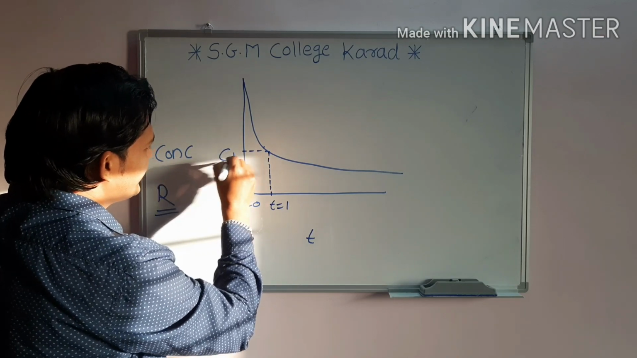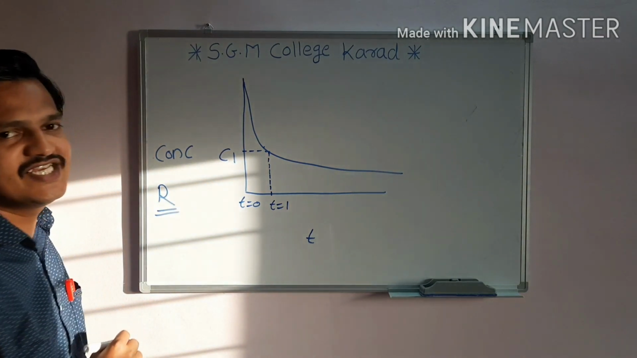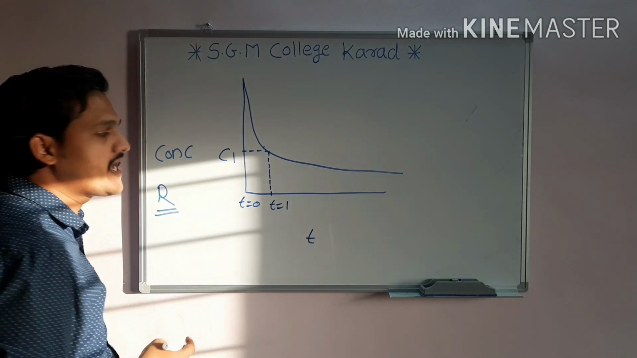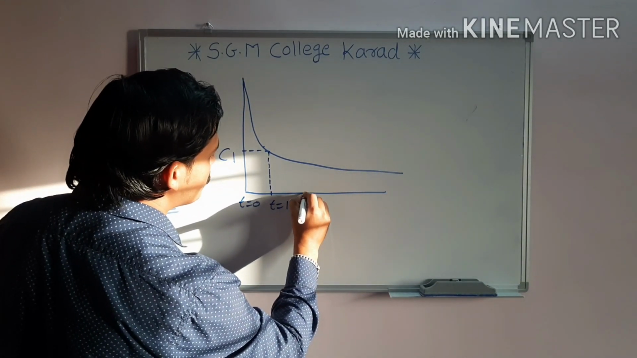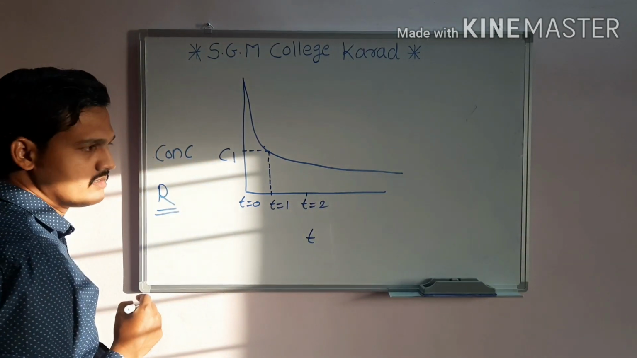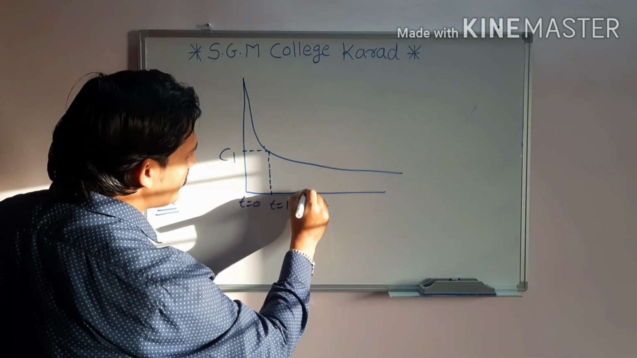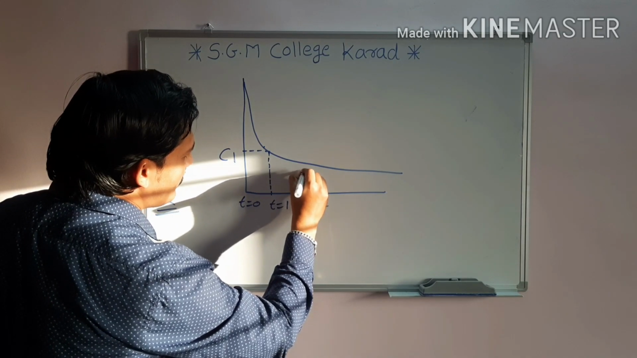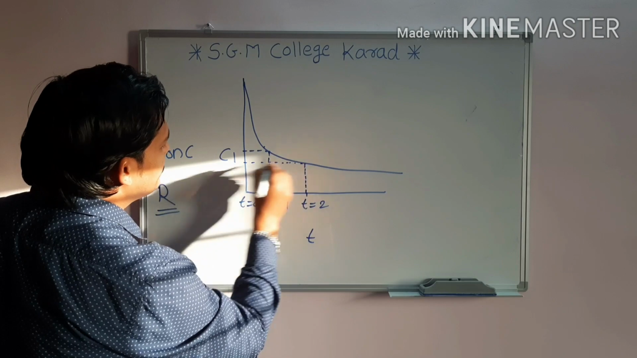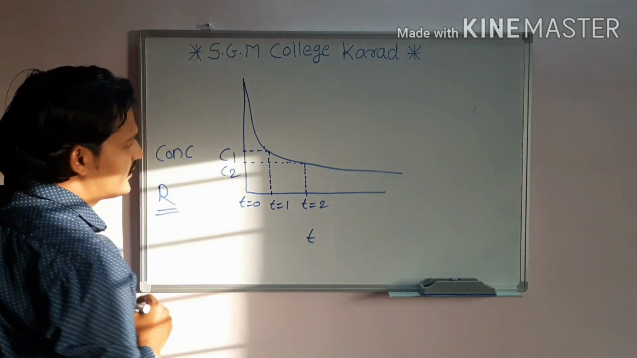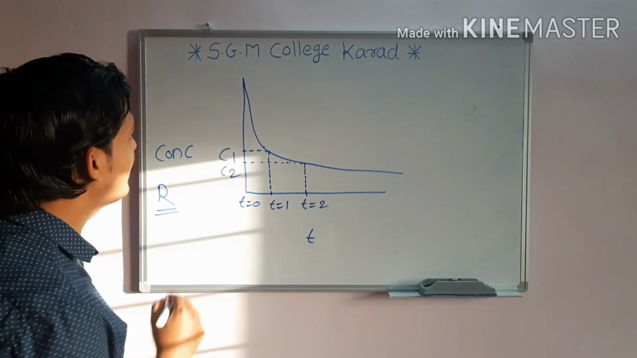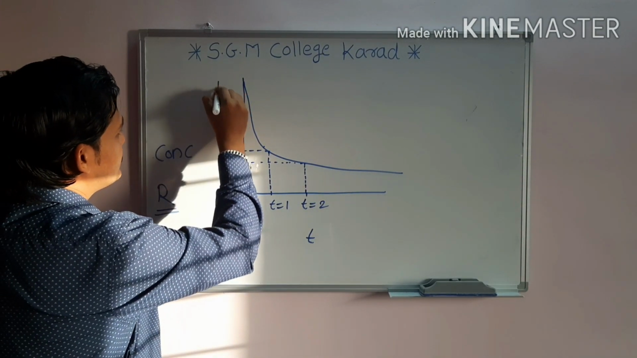Here are the concentrations: C1, the initial concentration. Then what is the concentration after time T equal to 2 hours? Let us say time is equal to 2 hours. Now I am joining the point to the graph. The concentration is given here as C2. Let us say the concentration of the reactant decreases.